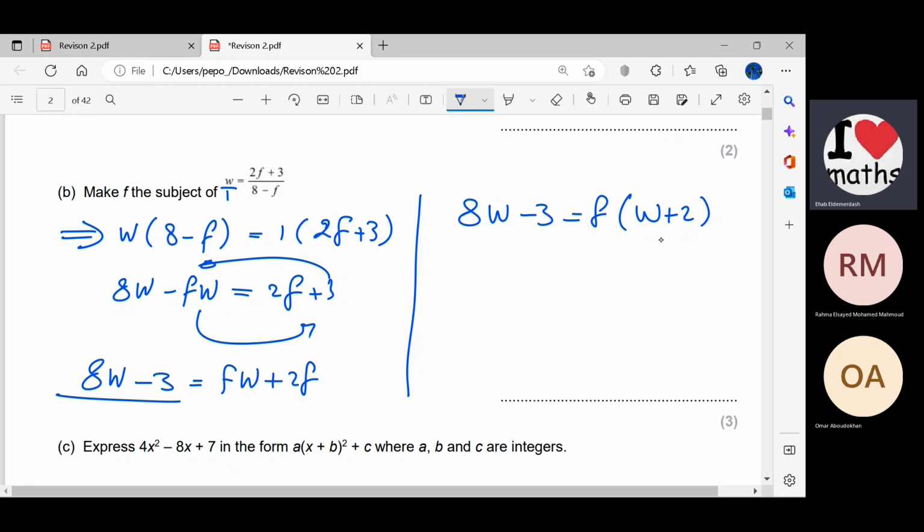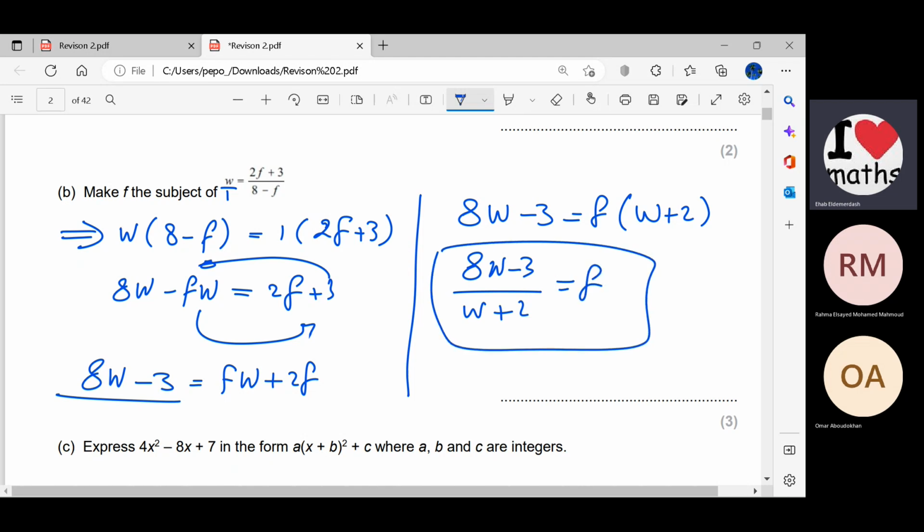Okay, I did this part and I need to get the F itself. How to find out the F? Divide by W plus 2. So it's 8W minus 3 over W plus 2. This will give me the F, so I made F the subject. Do we have any problem with this one?